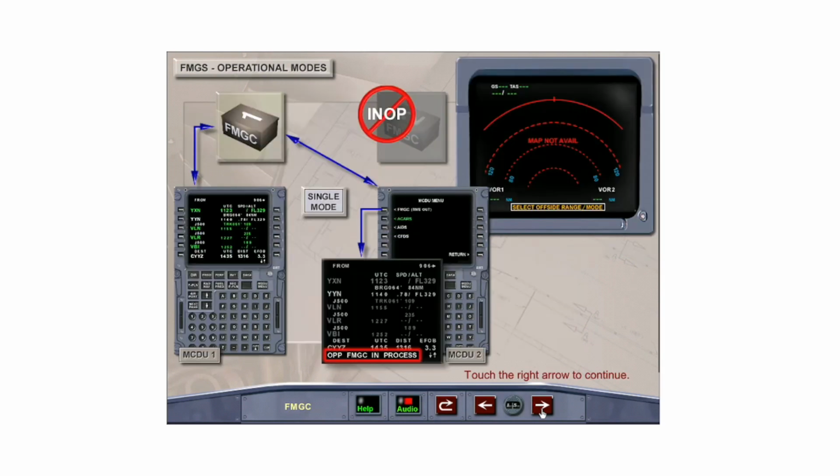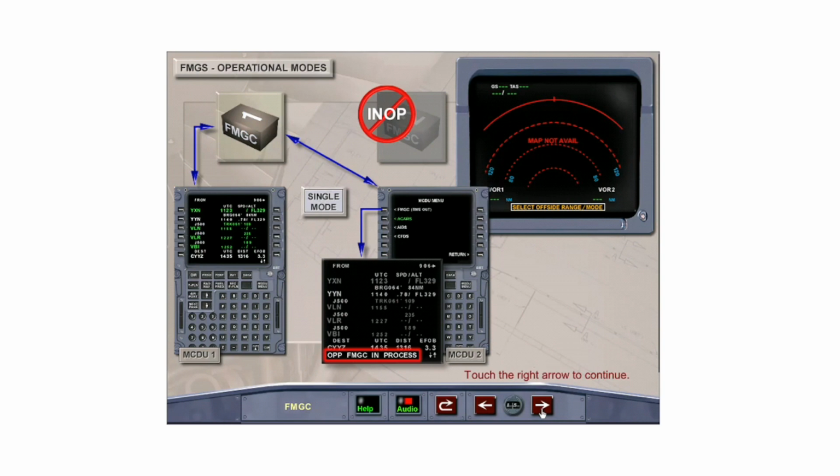The FMGS operates in the degraded single mode if one FMGC fails. When this occurs, the MCDU menu page appears with an FMGC timeout message. When the FMGC function prompt is selected, the MCDU screen returns with the message opposite FMGC in process. The remaining FMGC controls all peripherals, and both MCDUs control or display data from the remaining FMGC.